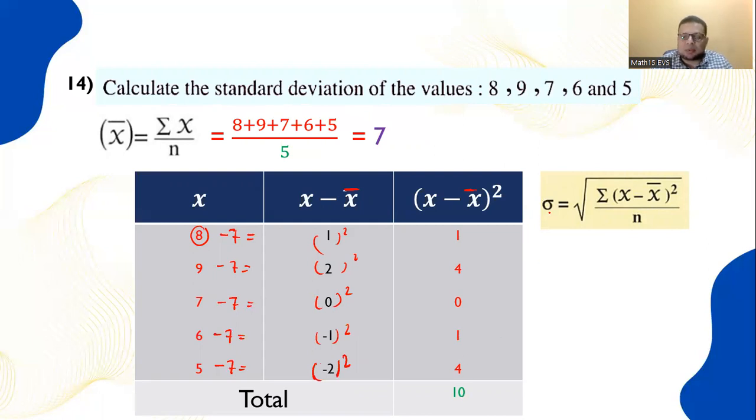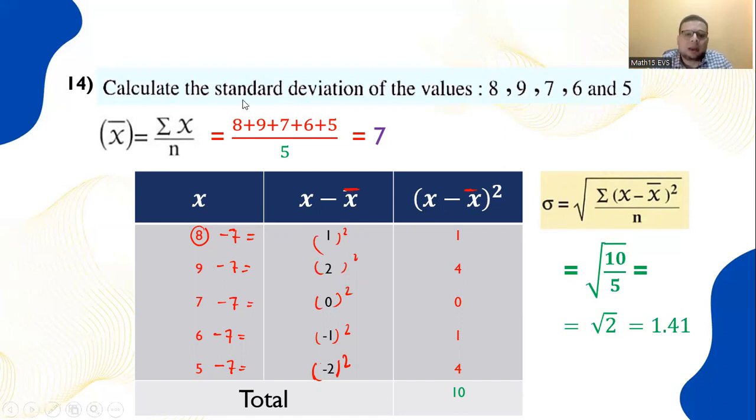To get the standard deviation, it equals the square root of the sum of the last column, 10, over n, the number of values, which is 5. So you will put the square root of 10 divided by 5, which equals the square root of 2. In decimal, it will be 1.41.